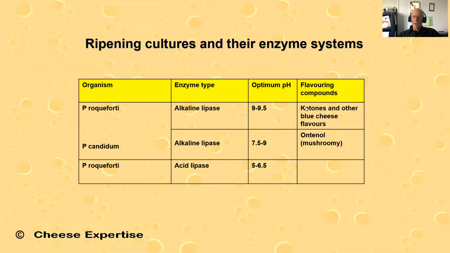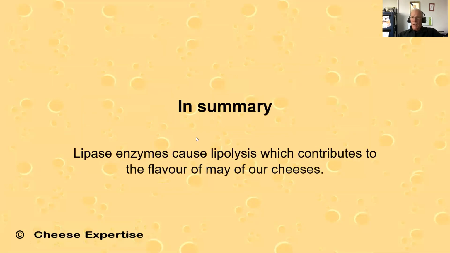And these flavors that they produce, the ketones and other subsequent flavors, are responsible for the blue cheese flavors. And in white mold cheese, there's a substance that's produced from the white mold and the lipase called octanol, and that's responsible primarily for the mushroomy type flavor of Camembert and Brie style cheeses. So in summary, lipase enzymes contribute to the flavor of many cheeses through this action of lipolysis.